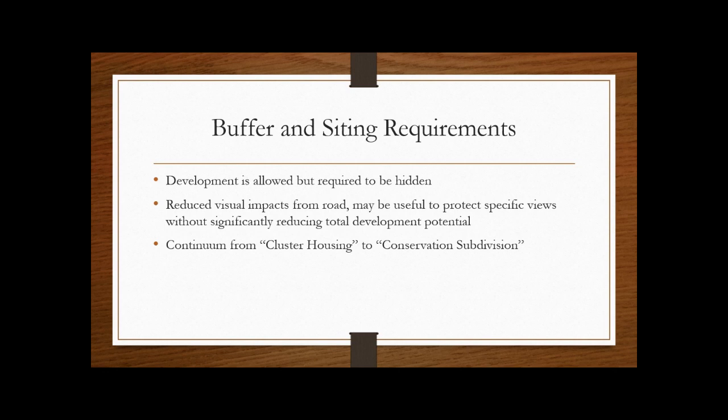Sometimes siting requirements might say something like you're not allowed to build along a ridge line where you're going to put a cut in the contour of the top of the ridge and the trees. You have to site your house where it's going to be out of sight from some particular viewing corridor. And these kinds of rules are frequently combined with clustering rules or conservation subdivision. They can also stand alone. You can require a buffering or hiding of new developments, even with just a standard roadside type development, 2-acre development.